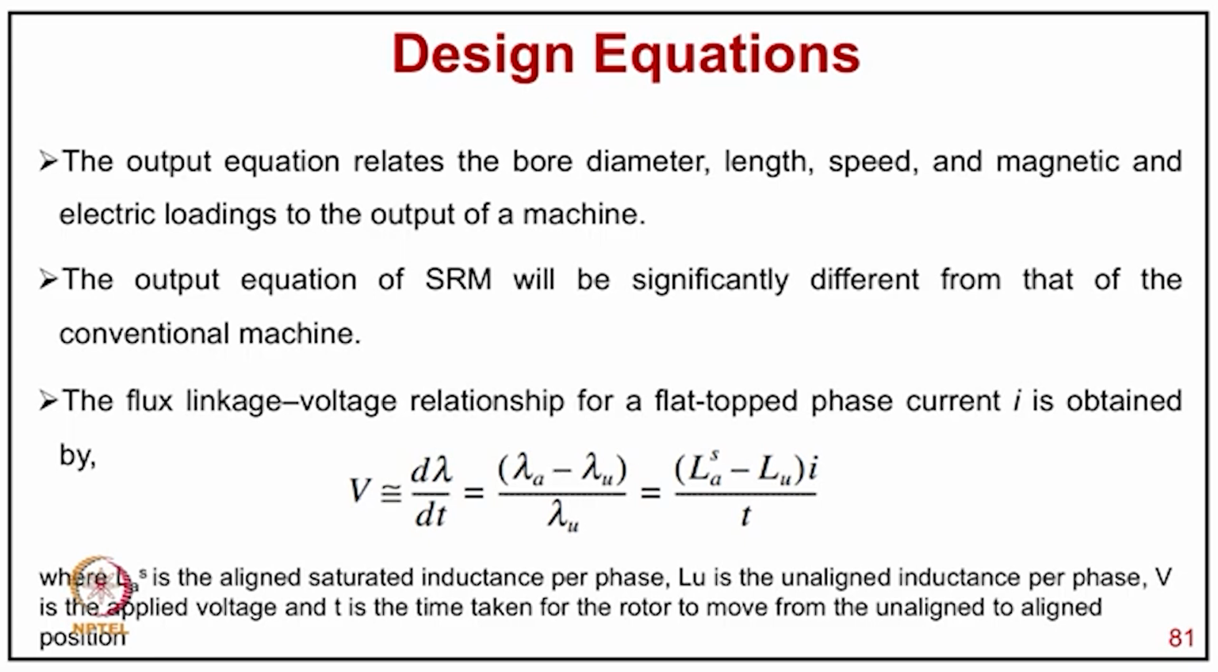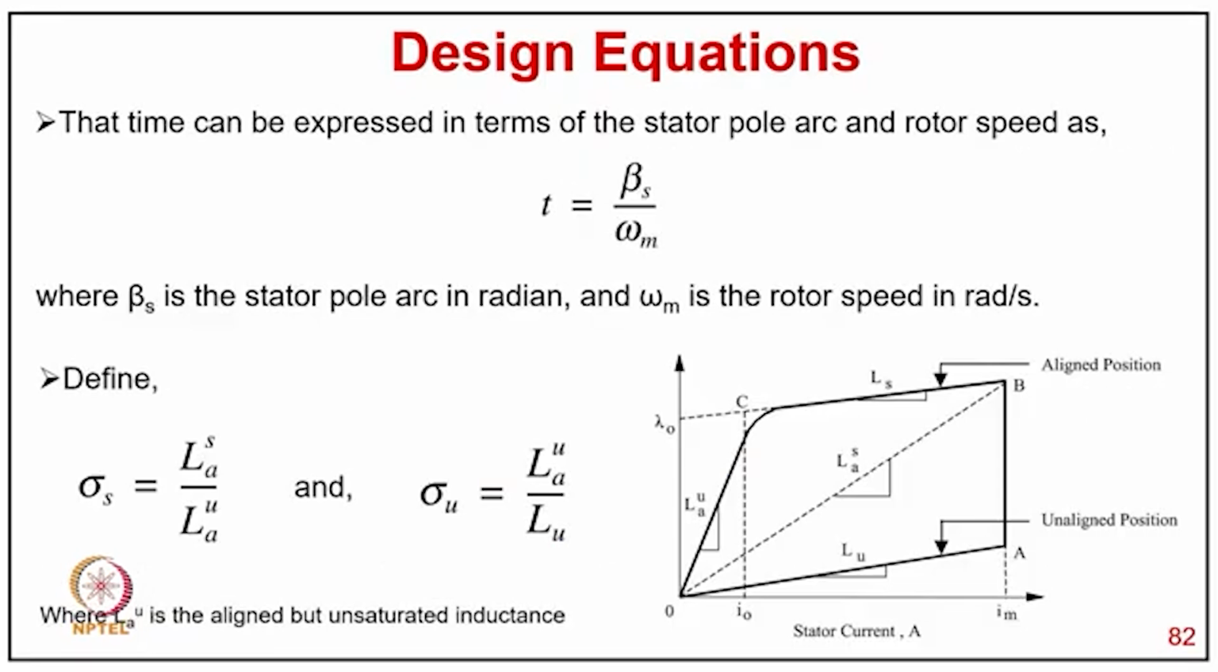The flux linkage voltage relationship for a flat-topped phase current I is obtained by V equal to d lambda upon dt, equal to lambda a minus lambda u divided by T, or La minus Lu into I divided by T, where La is the aligned inductance, Lu is the unaligned inductance, V is the applied voltage, and T is the time taken for the rotor to move from unaligned to aligned position. That time can be expressed in terms of stator pole arc and rotor speed. So T equal to beta s upon omega m, where beta s is the stator pole arc in radians and omega m is the rotor speed in radians per second.